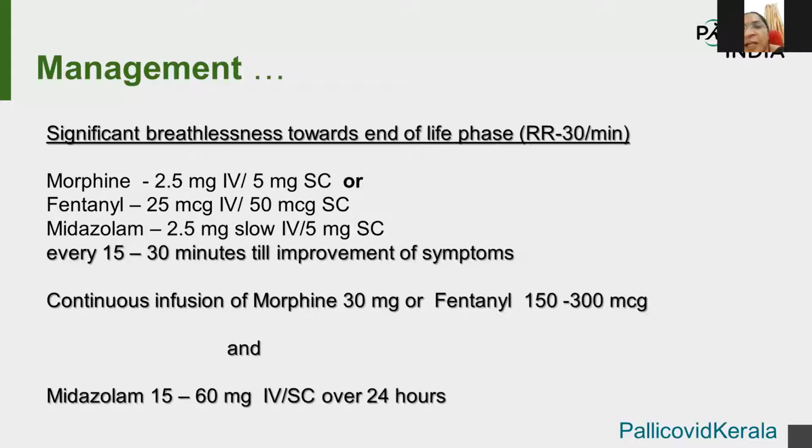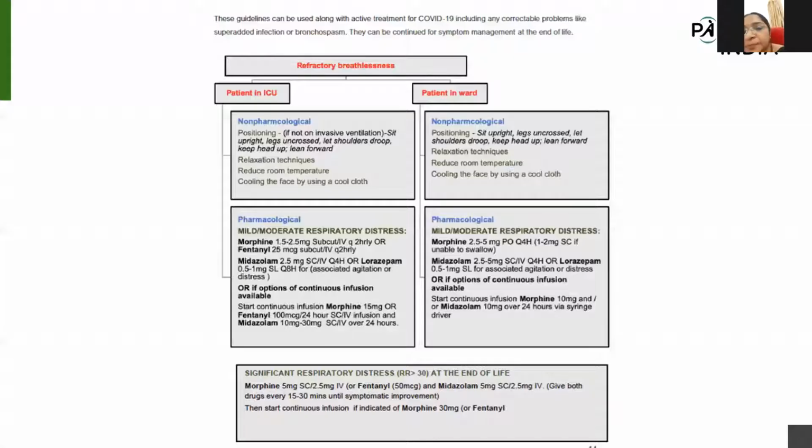Okay, so morphine 2.5, fentanyl 25, midazolam 2.5 can be given every 15 to 30 minutes till improvement of symptoms. Till the patient calms down, we can give this. Or simultaneously, you can start a continuous infusion of morphine 30 milligrams, fentanyl 150 to 300 micrograms, and midazolam 15 to 60 milligrams intravenous or subcutaneous over 24 hours. This can be started. Next slide, please.